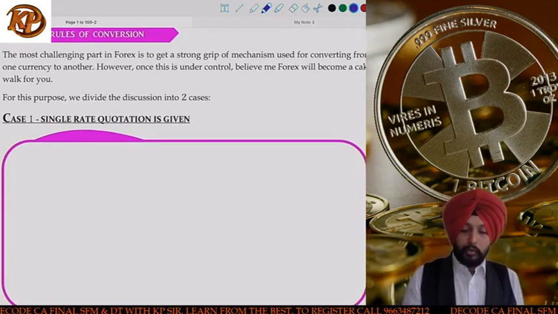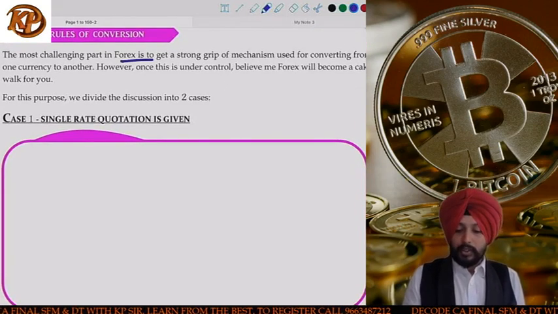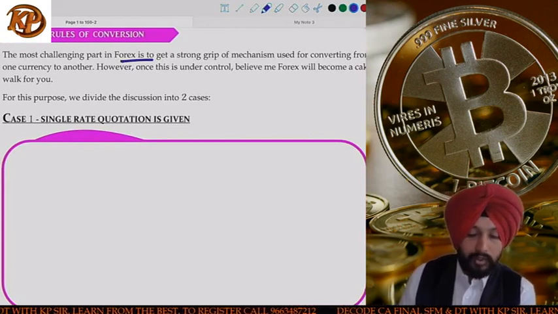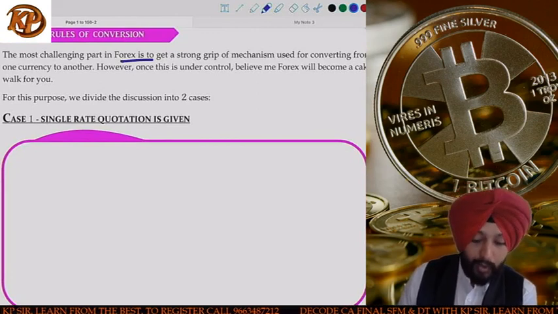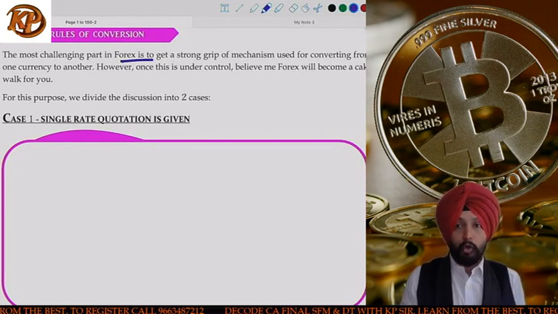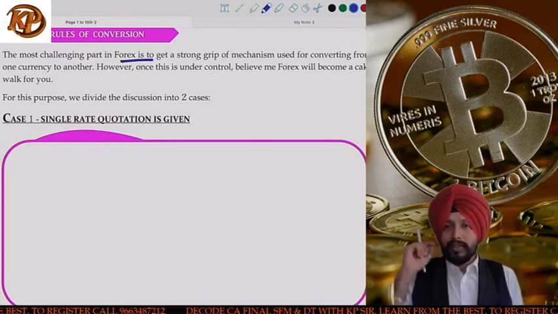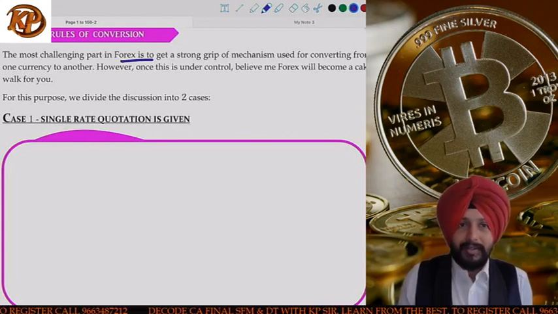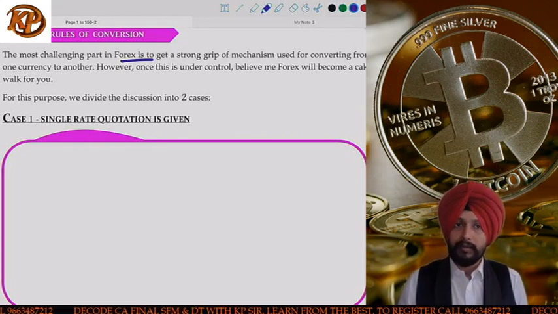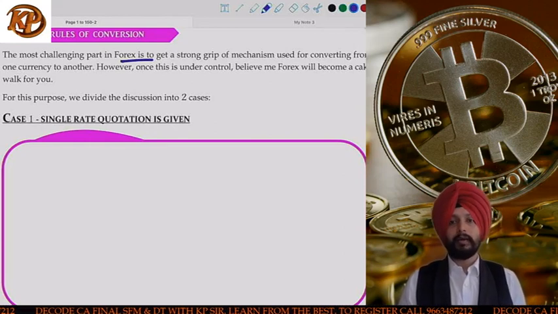Okay, let's read the rules. The most challenging part in Forex is to get a strong grip of the mechanism used for converting from one currency to another. However, once this is under control, believe me, Forex will become a cakewalk for you. Almost every sum of Forex will have some application of rules, and if you know how to apply the rules properly, you will find this chapter to be under your grip.